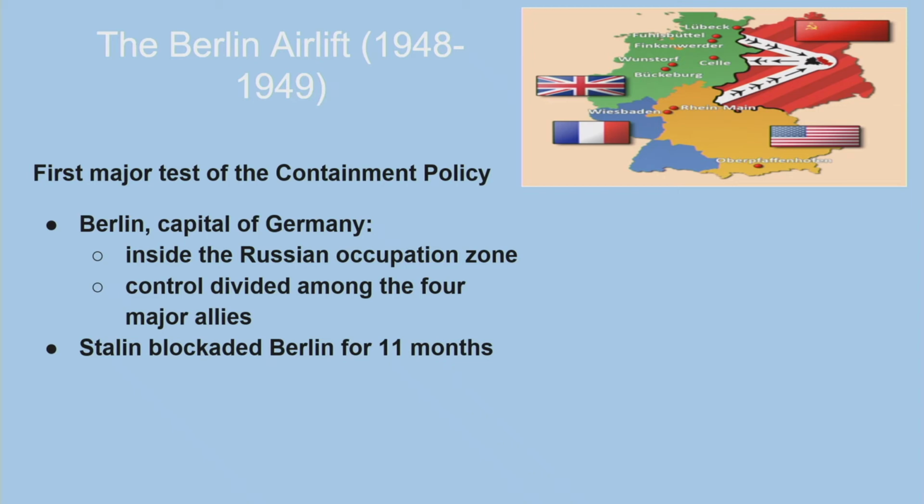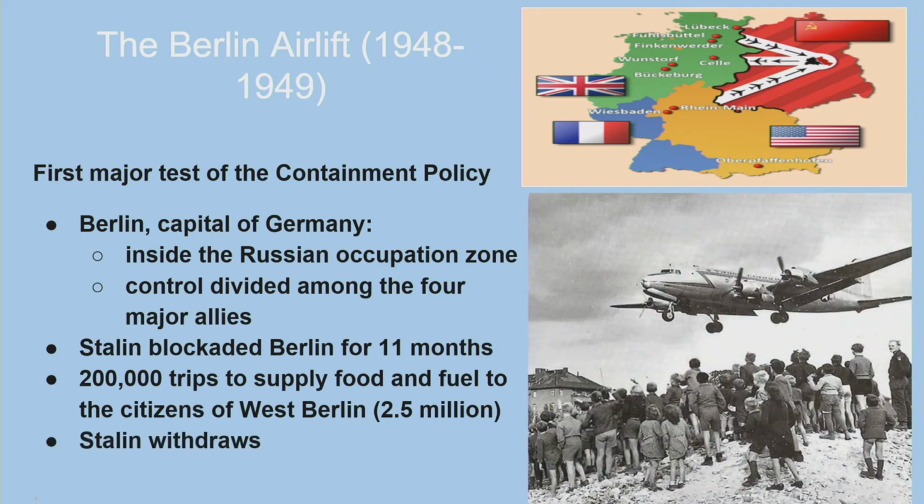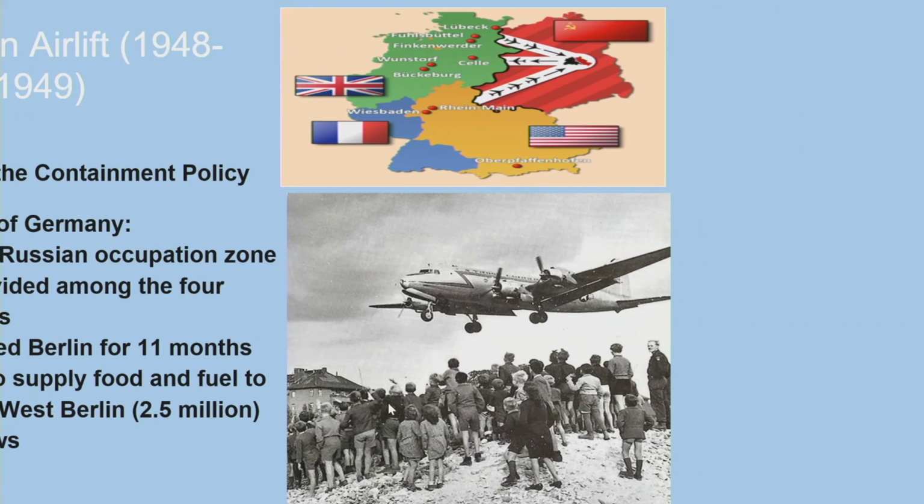How do the Western nations respond? They respond with this heroic effort to feed and supply a city of 2.5 million people for about 11 months by airplane. About 200,000 different sorties or trips where they are dropping food and fuel and other necessities to the people of West Berlin until finally Stalin just gives up. All right, he realizes the point has passed, and he withdraws the blockades, and West Berlin continues to exist.